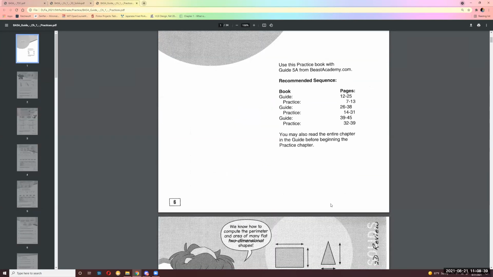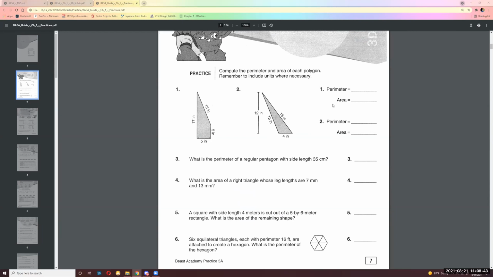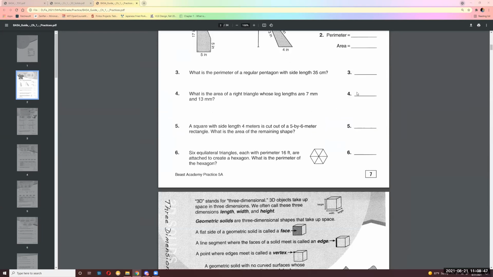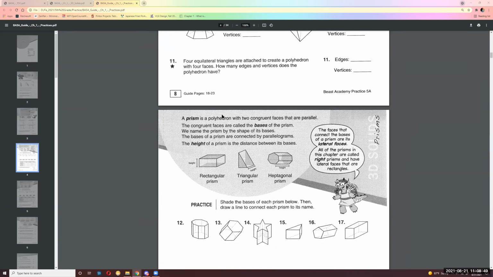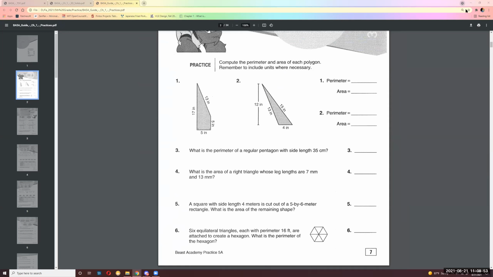Oh, okay, so this is the 2D review, sorry. And then we have 18 to 23. So I'm assuming y'all are familiar with two-dimensional concepts like perimeter, area, and stuff. So can I get some volunteers to help me go through these questions?